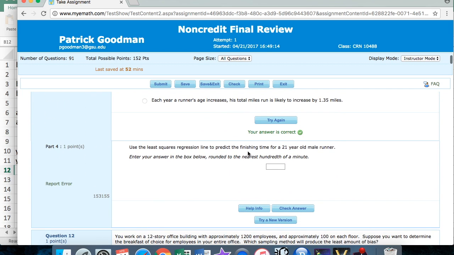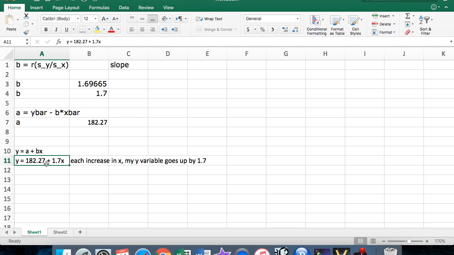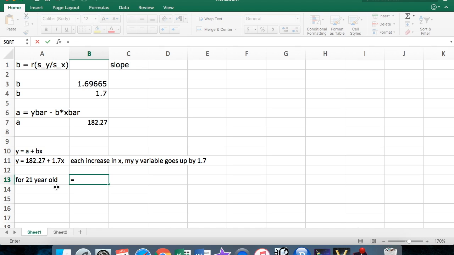Okay, so use the least squares line to predict for a 21-year-old male runner. Okay, so now we're just going to use this guy here. So if he's 21 years old, that's his x, right? So then this would mean for a 21-year-old, we have y, so his time is 182.27 plus 1.7 times how old he is, right? Because remember, x is the age.